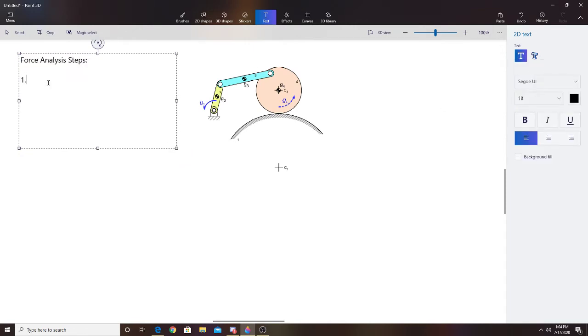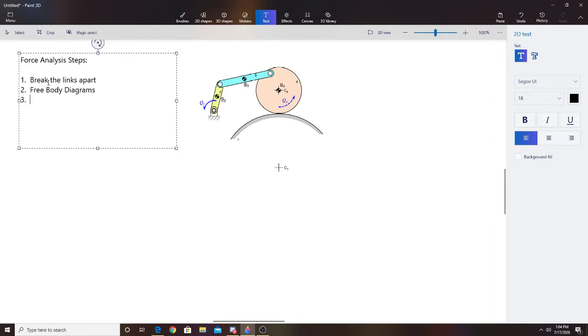Go ahead and type them in. What do we got here? What is the first step? I'm burning this into your head. It's not that I have memory problems. Break the links apart. I agree. Right? Step 2. Free body diagram. Free body diagrams.